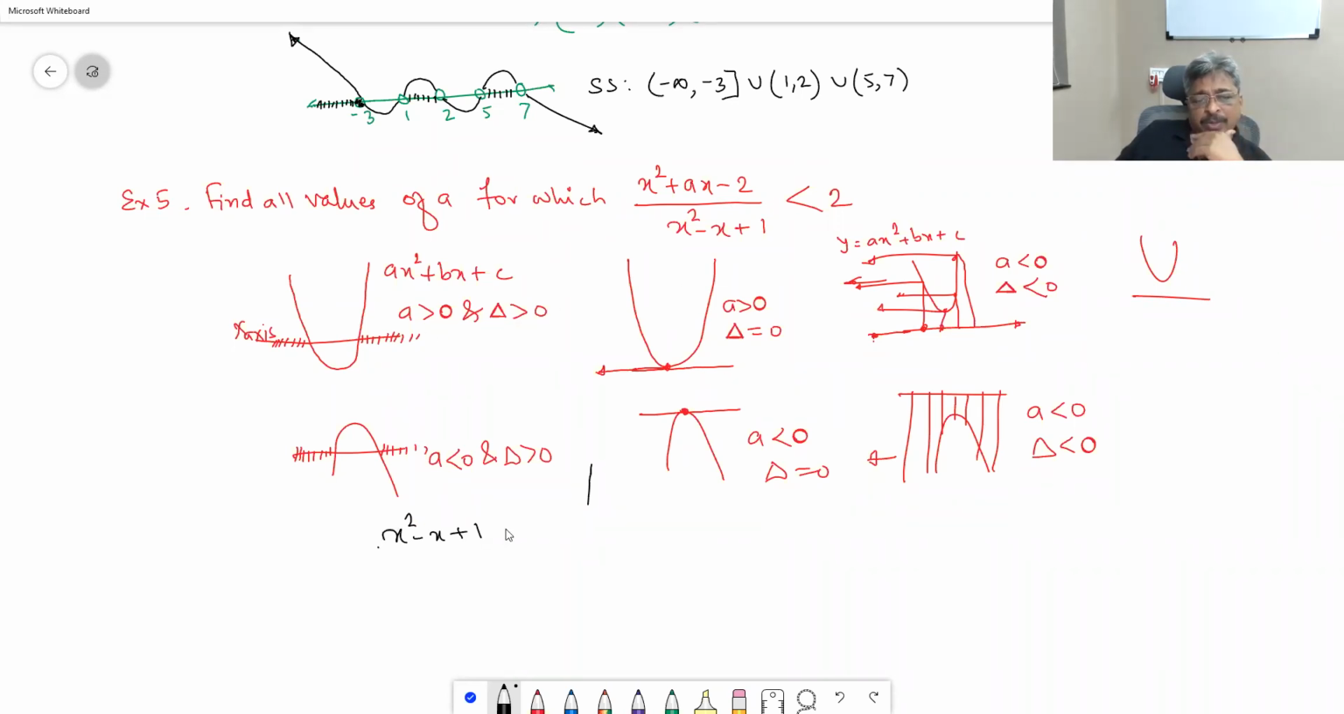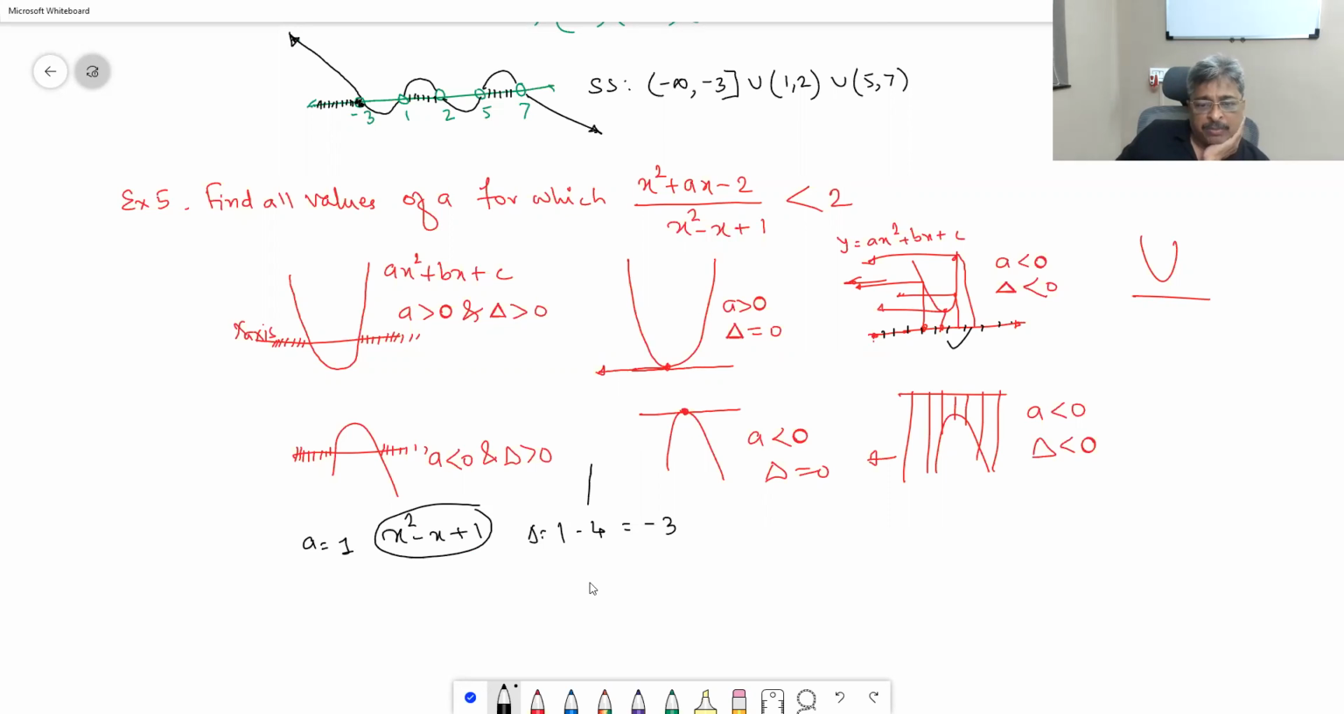What is the discriminant of this? 1 minus 1 square is 1 minus 4, which is equal to minus 3. So delta is equal to minus 3, and a is equal to 1. So the graph of this quadratic is like this. So for every value of x, the value of y, that means the value of this denominator, is always going to be positive. Therefore, even if it is present in the denominator, we are not worried about it.